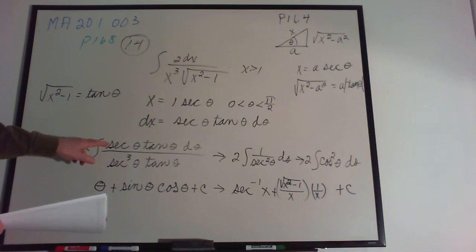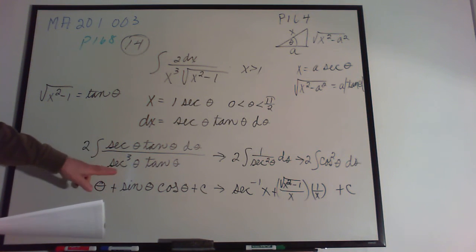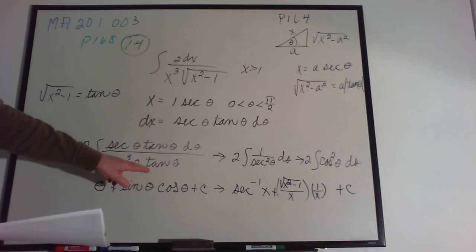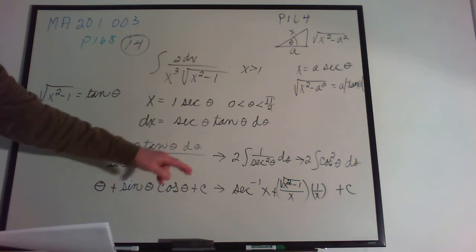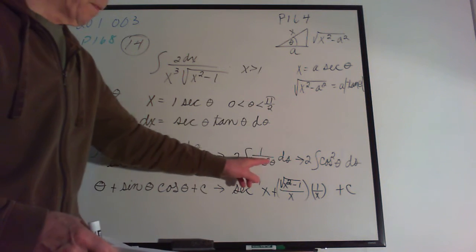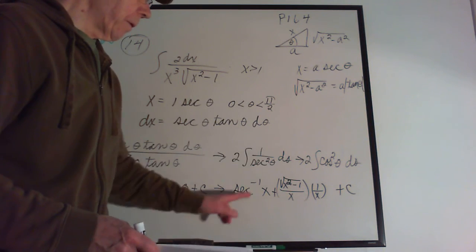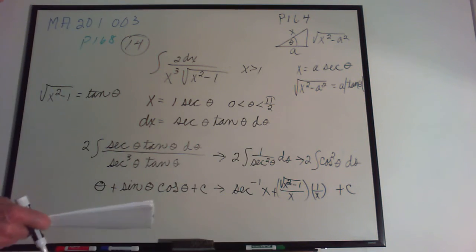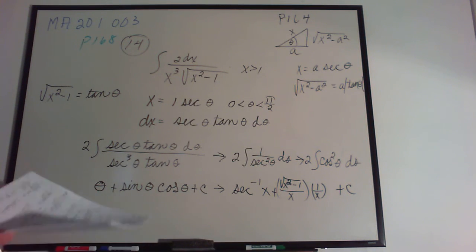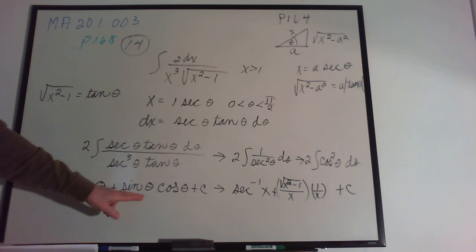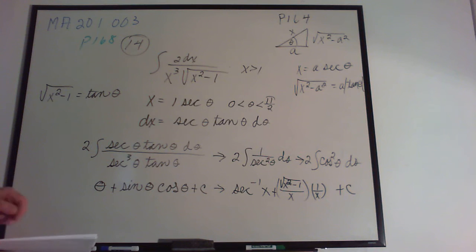Okay, after you simplify this, canceling secant squared theta, the tangents will cancel, d theta of the 2. Make this into cosine squared theta d theta with the 2 outside. And the integral of this will be 1/2 of this, so 2 times 1/2 gives you 1. You have theta plus sine of theta times cosine of theta plus c.